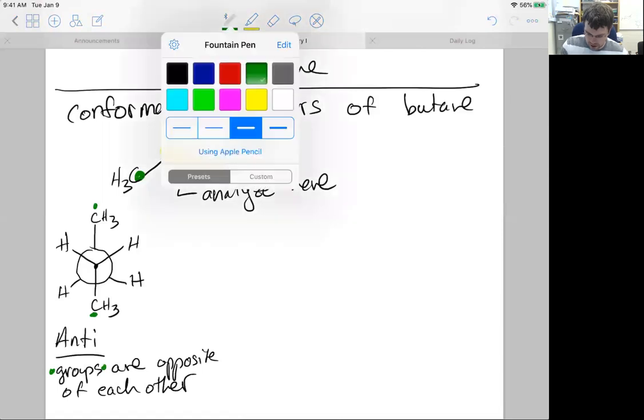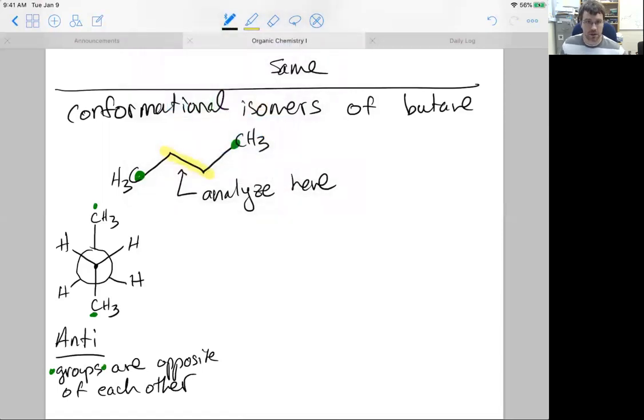Okay, what I want to do now is a 60-degree rotation. Now, which way should we go? Let's rotate the back carbon 60 degrees. We'll make it interesting. Okay, so we're going to rotate the back carbon 60 degrees. That's going to go from a staggered conformation to an eclipsed conformation. And I should also mention the direction I'm going. I usually go clockwise. You could go counterclockwise if you wanted to.